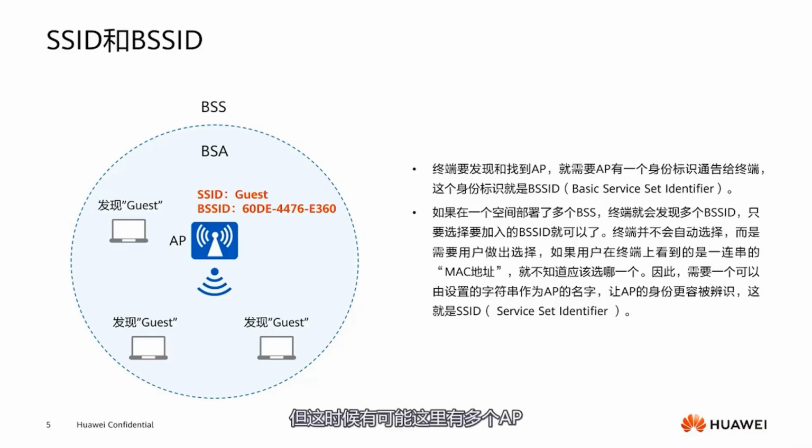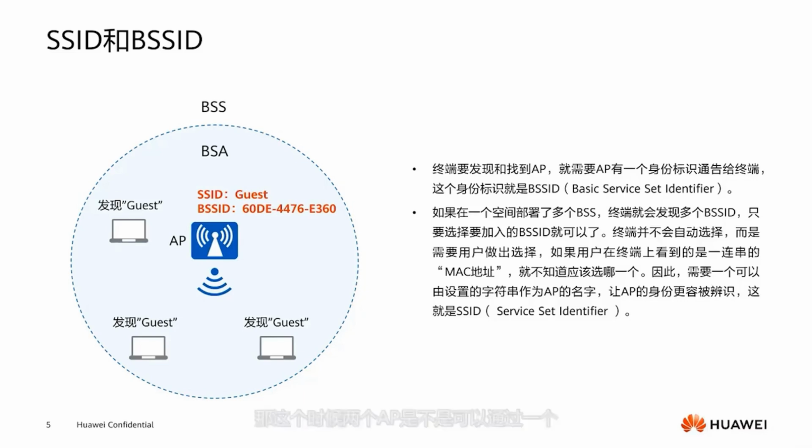At this point, there might be multiple APs. For example, one is AP1, another is AP2. These two APs might emit the same signal, both named guest. We need to understand which AP my terminal is actually connecting to. At that point, each AP needs an identity marker, which is the BSSID, meaning that the SSID is an identity marker for the wireless network, and BSSID is an identity marker for an AP. This identity marker is the identity of the basic service set.